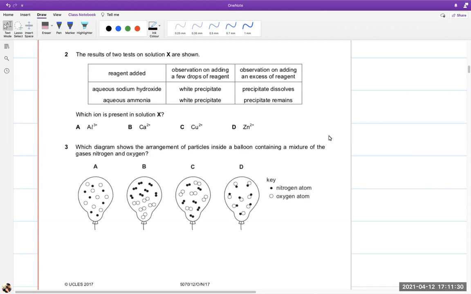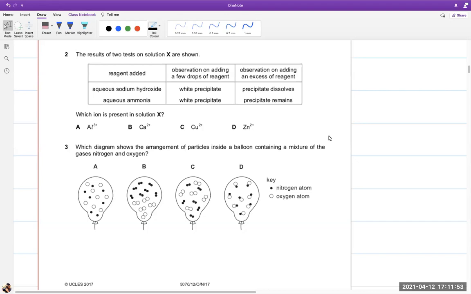Reagent added aqueous sodium hydroxide, and what we see is that with a few drops, it gives a white precipitate. So that tells me it could be aluminium, calcium, or zinc. It can't be a transition metal because this is a white precipitate. And then on adding in excess, it dissolves. So that means it can't be calcium because aluminium and zinc are the ones that dissolve in excess sodium hydroxide.